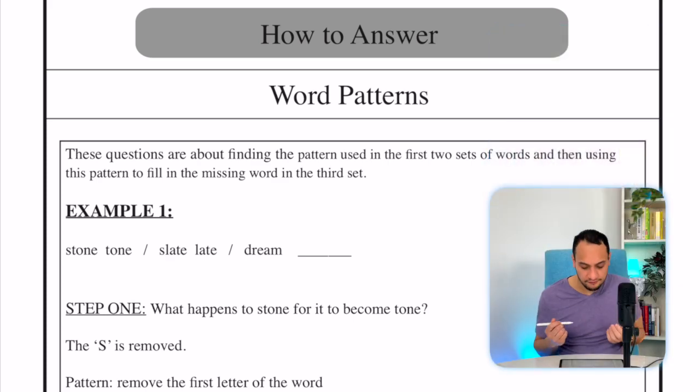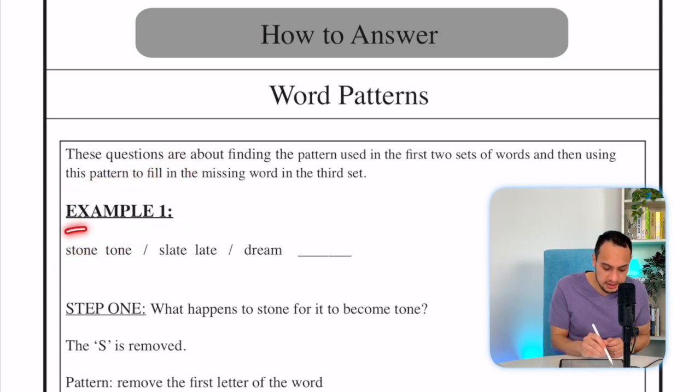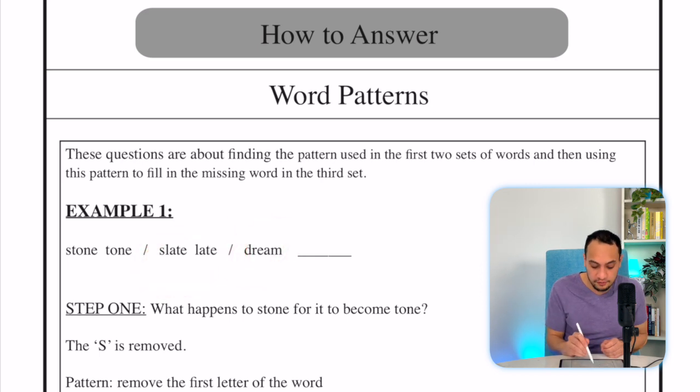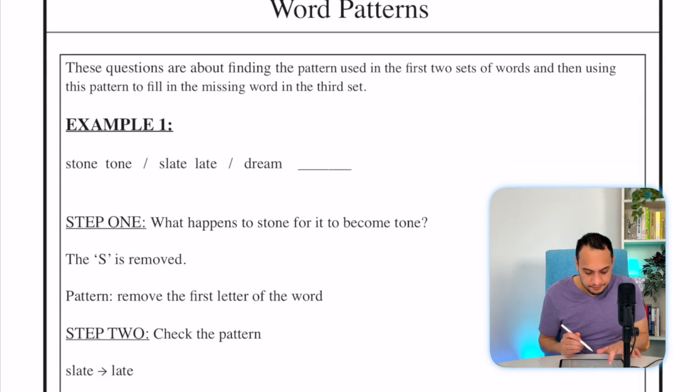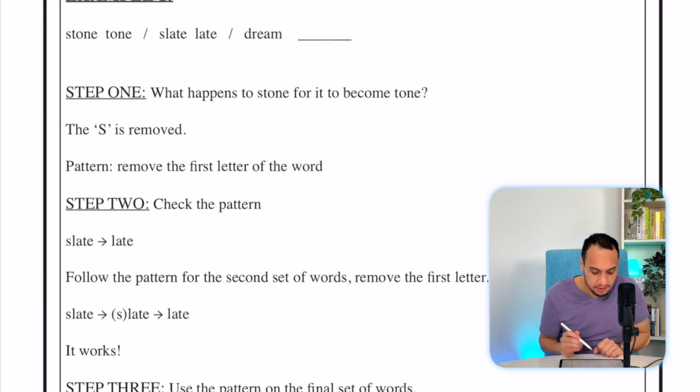These questions are about finding the pattern used in the first two sets of words and then using this pattern to fill in the missing word in the third set. Let's have a look at this example here. We're presented with stone and tone, slate and late, dream, and then we've got to find this next word. We establish a pattern using these two, and then utilizing that same pattern, we're going to try to find that. So, step one, what happens to stone for it to become tone?